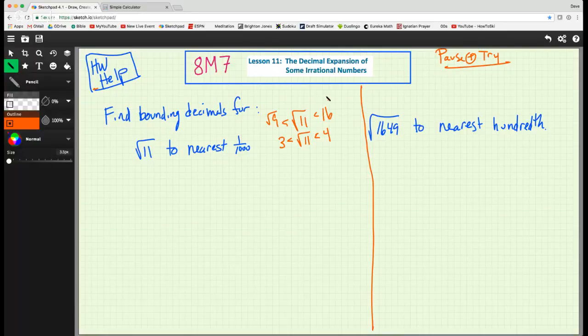First of all, the answer to this one is between 3.316 and 3.317. The answer to this one is the square root of 1649 is between, and this is only to the hundredths, 40.60 and 40.61. Okay, there's your answers.